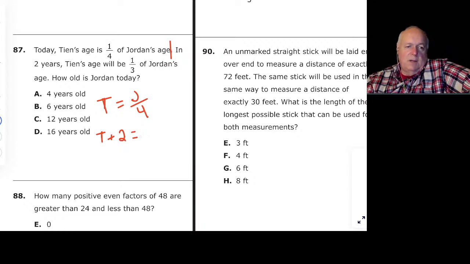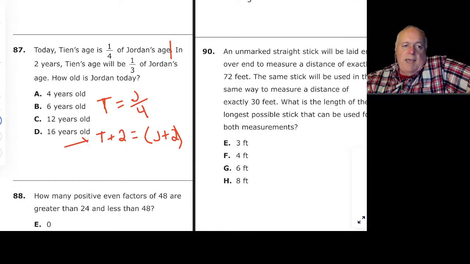And then what I like to do is put parentheses around the other part. They're not required in all cases, so we have to see if that's true here. So that's going to be Jordan plus 2, because it's also 2 years for Jordan, right? A lot of kids forget this part. It's both of them that are going to be 2 more. Okay, and close the paren. So this line here is a classic way to start off when they give this kind of discussion. Now, Tien in 2 years will be 1/3 of Jordan's age. So then that's over 3.